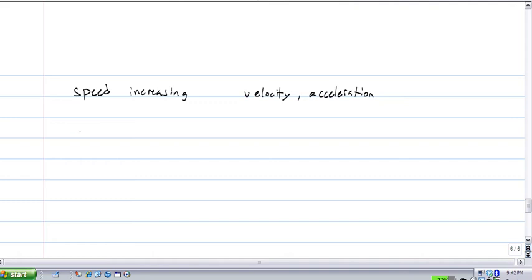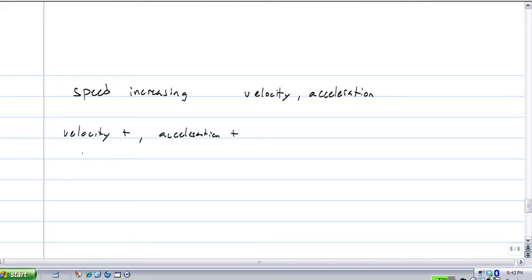So let's think, if velocity is positive and acceleration is positive, is speed increasing? Yes, right? Velocity is positive and your acceleration is positive. Your speed is definitely increasing.